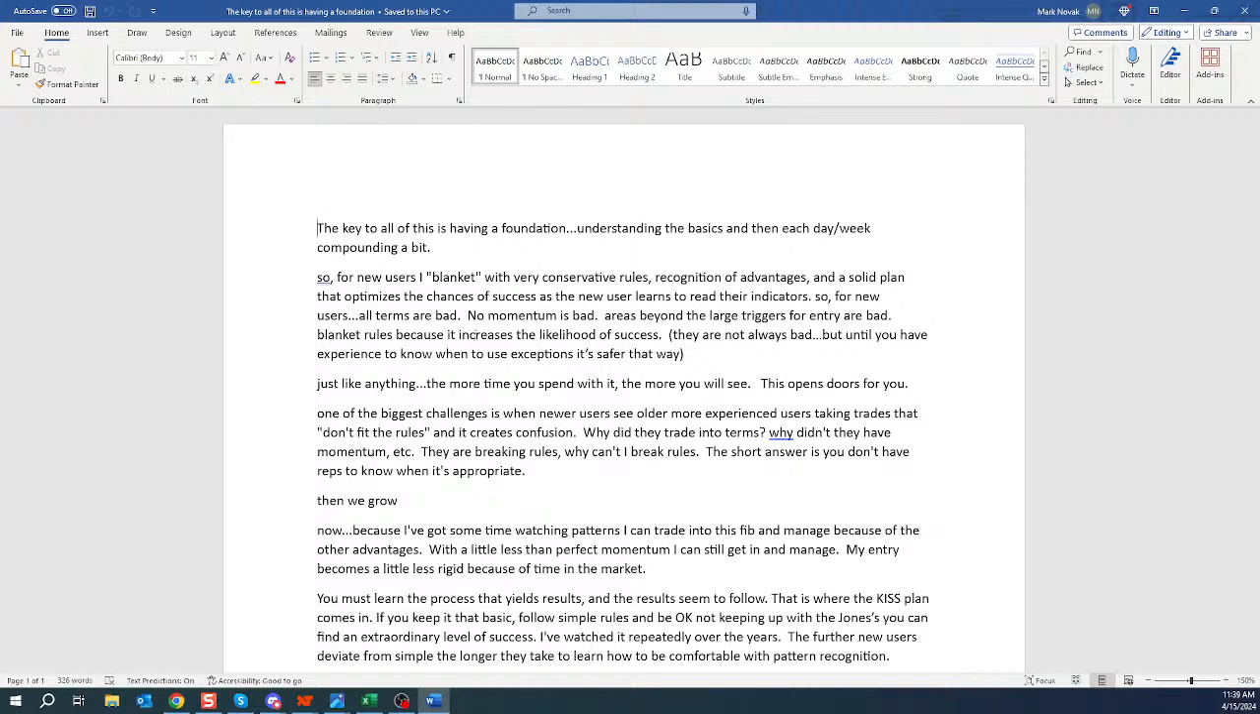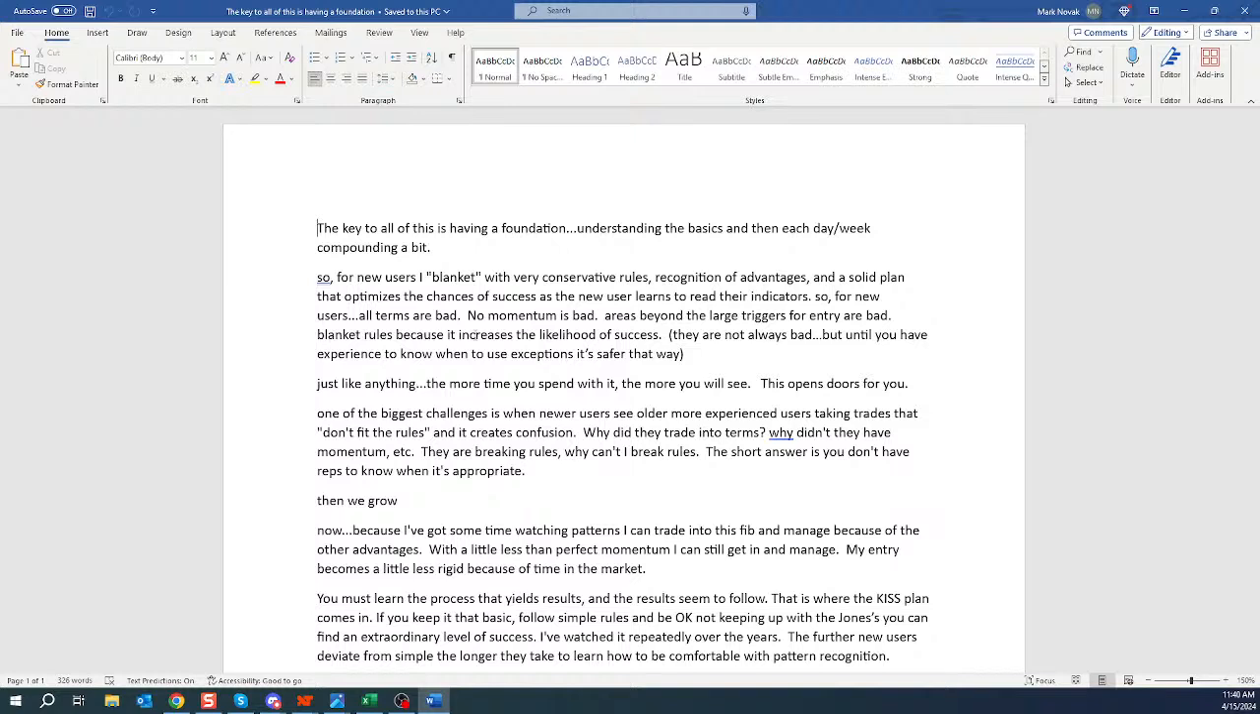So for the new users, with this blanket theory, all termination conditions are bad. Without question, no hesitation. If you trade into a termination condition, you broke your rules. It's not a part of the plan, and it's not your best chance of success. Same thing with no momentum. Same thing with not having areas inside of favorable large triggers. And guys, they're not always bad. There's times where I'll take them, where I'll forfeit momentum, where maybe my entry isn't inside of triggers. But until you have the experience to know, it's just safer, right?